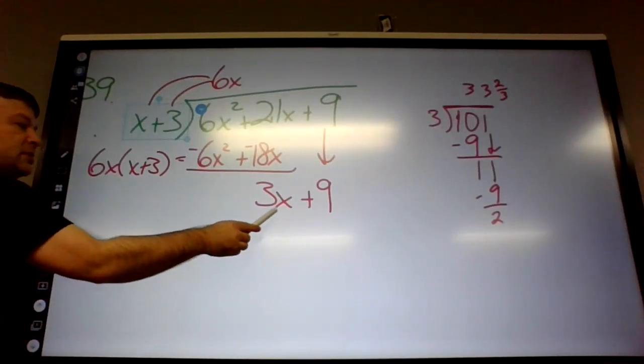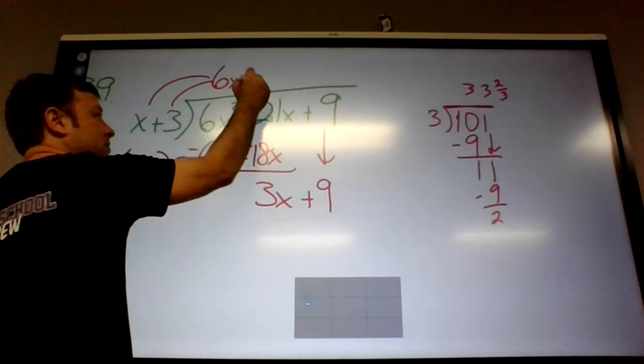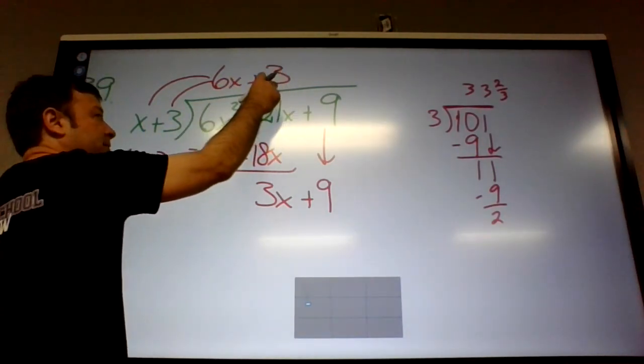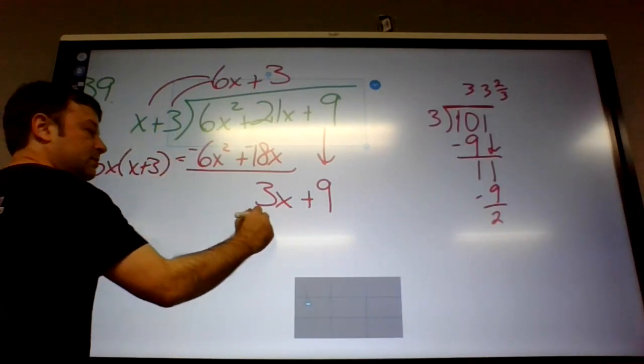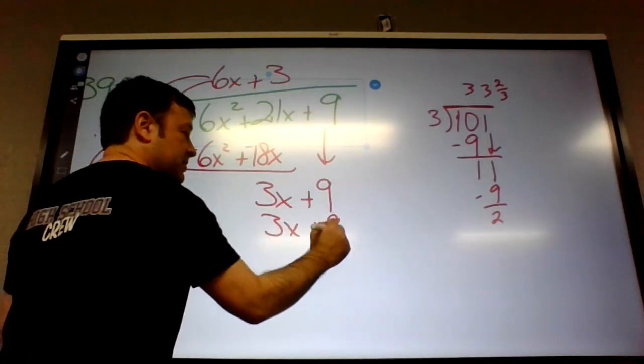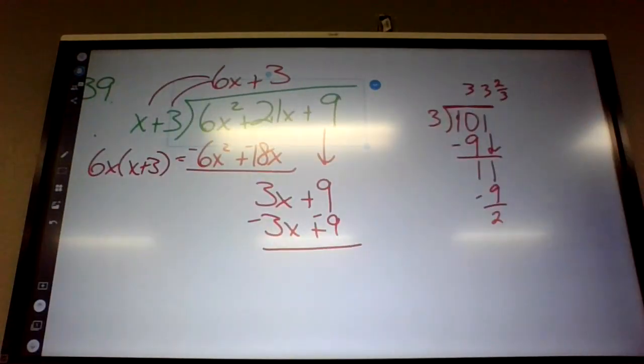So what's 3x divided by x? 3. And then 3 times, yeah, 3x plus 9. And these are identical, so they're just going to go away. And that's the answer. Nothing left to bring down.